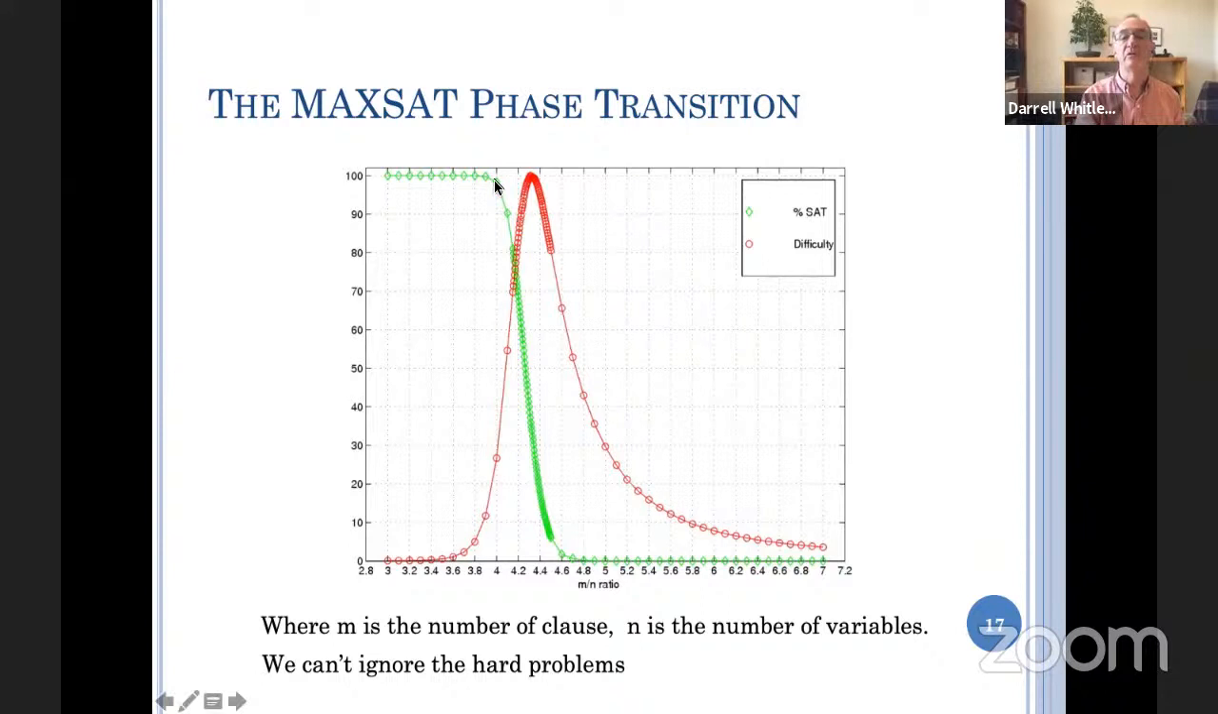On the other hand, if you're over here at 5 in terms of the number of clauses divided by the number of variables, you're unlikely to solve that problem, but you can detect that quickly. So there are problems in this region that we're very much interested in. So we should keep that in mind. We can't ignore the hard problems.